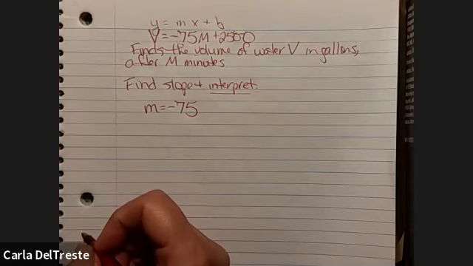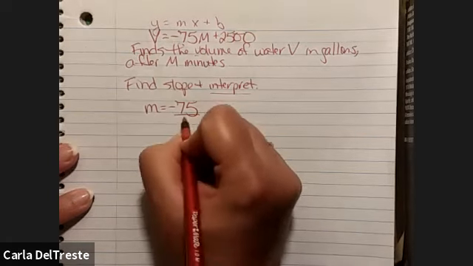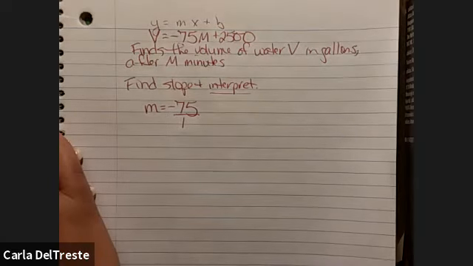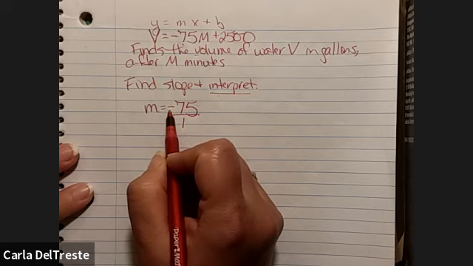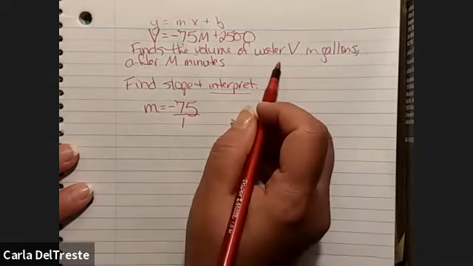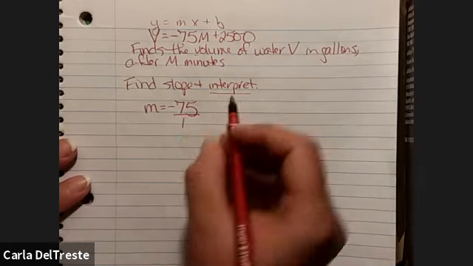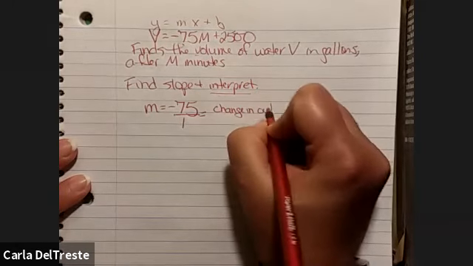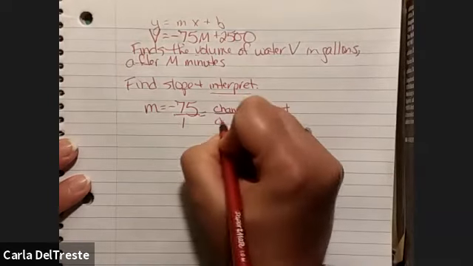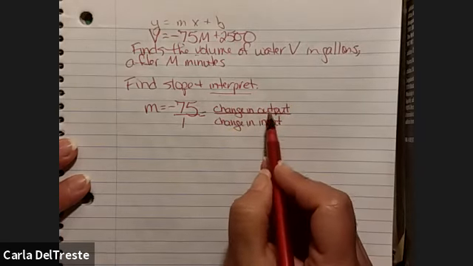It's negative 75 what? Well, remember, fractions are our friends when it comes to slope. I can put that over 1. So it's negative 75 over 1. What does a negative slope mean? A negative slope means that it's decreasing. So what's really happening here? Are we gaining water or are we losing water? Well, if this is negative, we are losing water. We also know that this is the change in output over the change in input, because this is the change in y over the change in x.